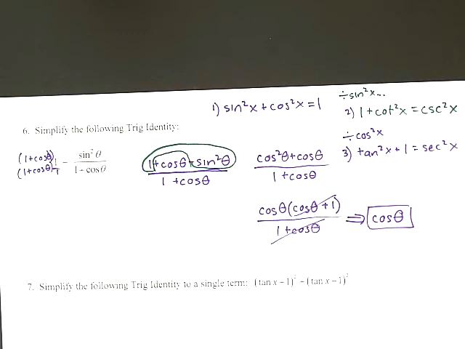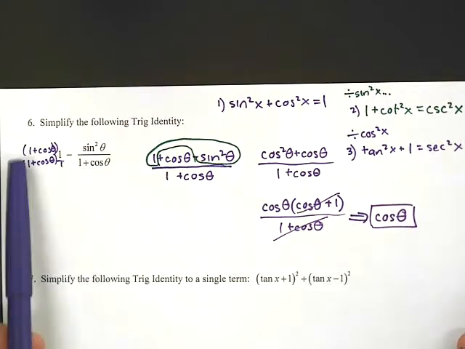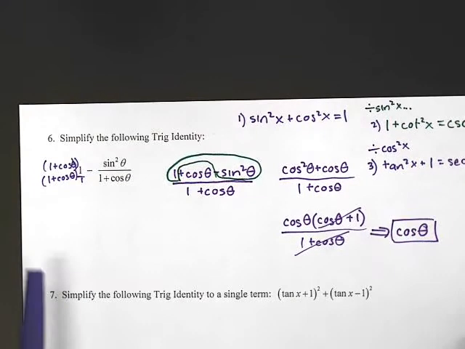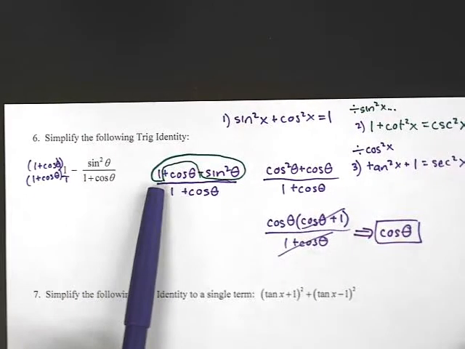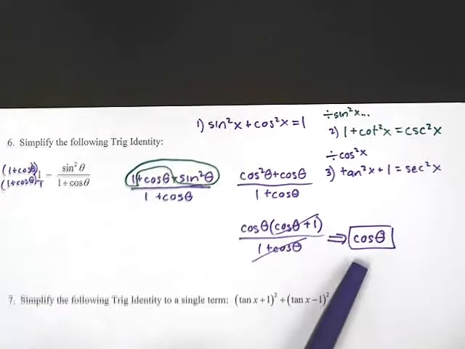So again, we need to be able to work from all of our different steps. First, I did common denominator. Then I used my Pythagorean identities. Then I factored. Then I canceled.